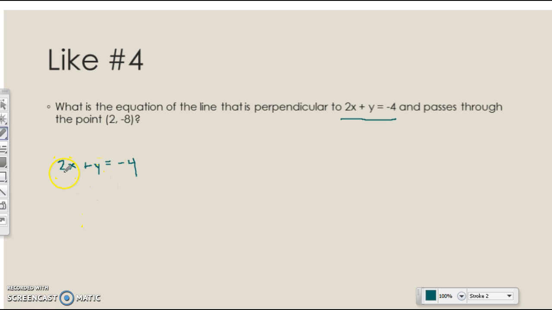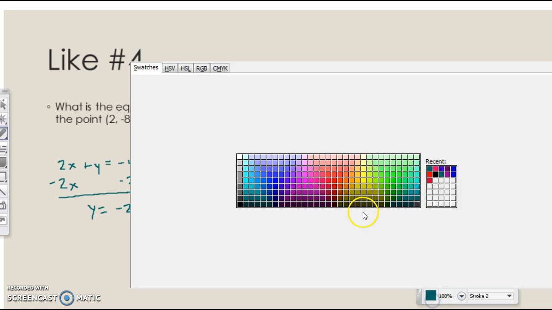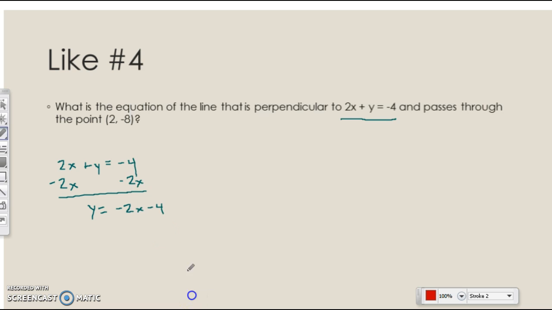In order to get rid of the 2x, right now it's positive 2x, so I'm going to subtract 2x from both sides. That leaves me with y equals, now I'm going to write my x term first here, -2x minus 4. And the reason I did that is it just makes it easier for me to identify that -2 is the slope. So the slope of this line is -2.